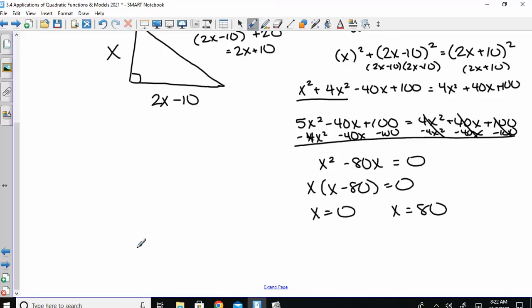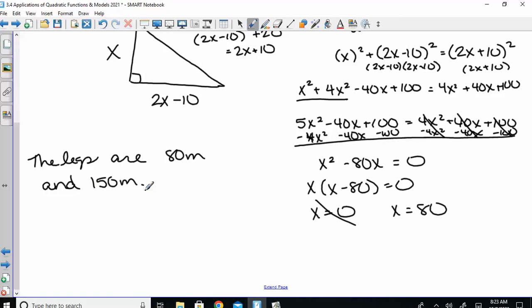Alright, we need to make sure, are both of these options? No, we're talking about a piece of land. Can you have a piece of land with a side length of 0? No. So the 0 is not reasonable in this case. The question asked me the lengths of the legs, so these two sides here. So one side is x, which is just 80. The other side, 2x minus 10, so 2 times 80 minus 10, 150 meters.